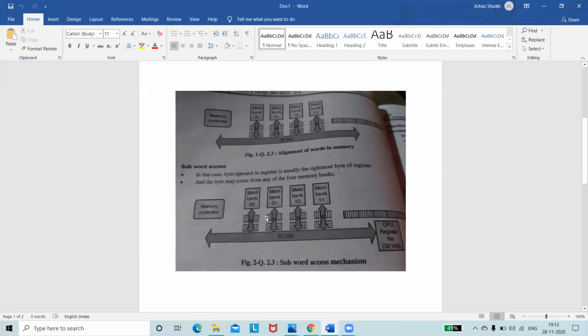In that case, the byte operand in a register is usually the rightmost byte of the register, and the byte may come from the memory bank. जो बाइट है ये फोर मेमोरी बैंक से आती है. Okay, so following are the needs of routing hardware, which can be either at the memory side of the bus, where bytes always travel on the rightmost of the bus, or the CPU side, where the bus lanes are extensions of memory bank lanes, and the source of complication can occur on either side.